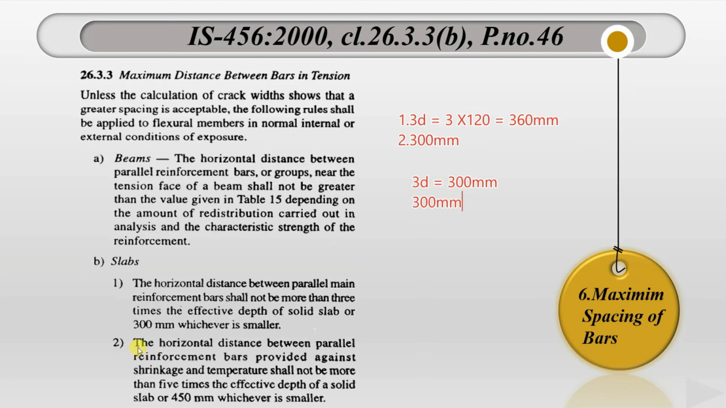Next, let's see the second one. The horizontal distance between parallel reinforcement bars provided against shrinkage and temperature shall not be more than 5 times the effective depth of a solid slab or 450 mm, whichever is smaller. That means this is for the distributor bars. Let's consider the previous case only. Effective depth is 120 mm. 5 times 120 is equal to 600 mm, and the second criterion is 450 mm. Among these two, whichever is the lesser value, spacing shall not exceed that. So here spacing shall not exceed 450 mm.